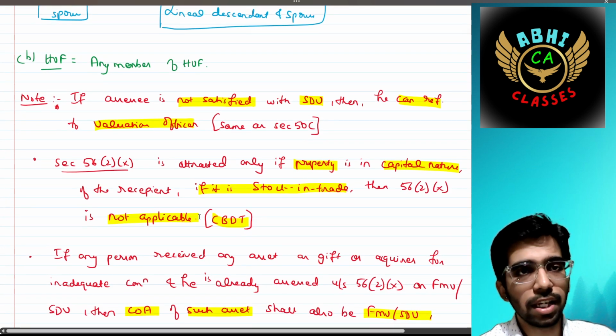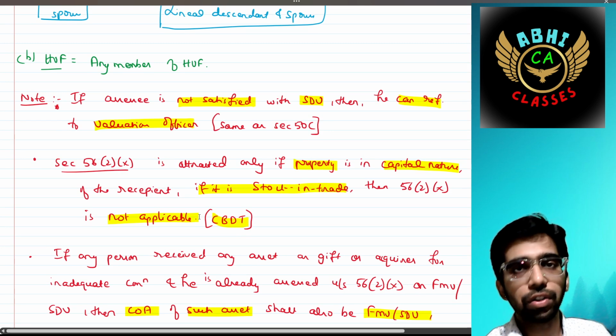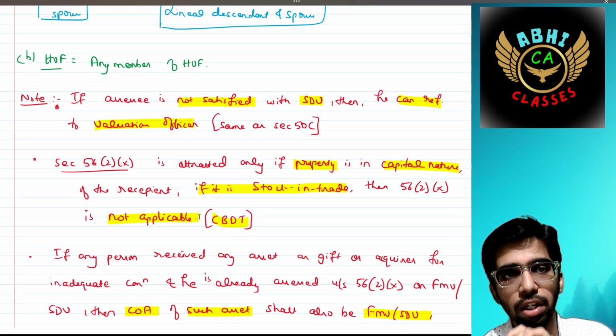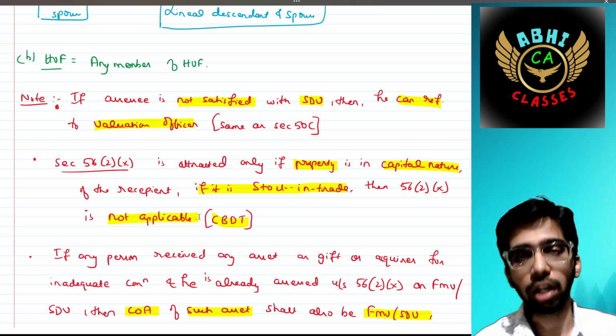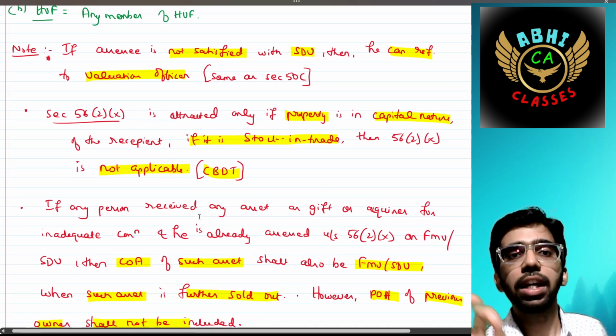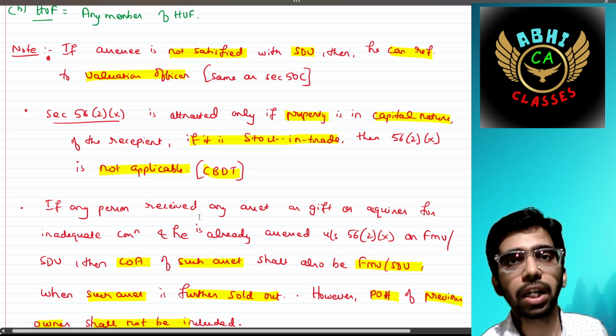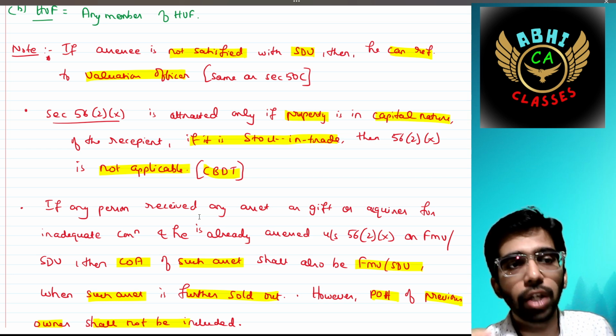Then note, if the Stamp Valuation Officer is not satisfied with the SDV, then he can refer the same to the valuation officer, same as section 50C that we have already covered in the capital gain chapter. Section 56(2)(x) is attracted only if the property is capital in nature in the hands of the recipient. If it is stock in trade, then 56(2)(x) is not applicable.